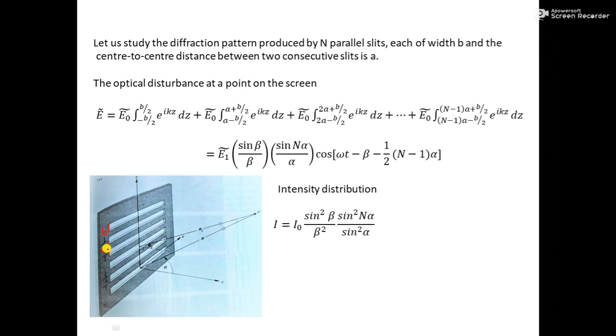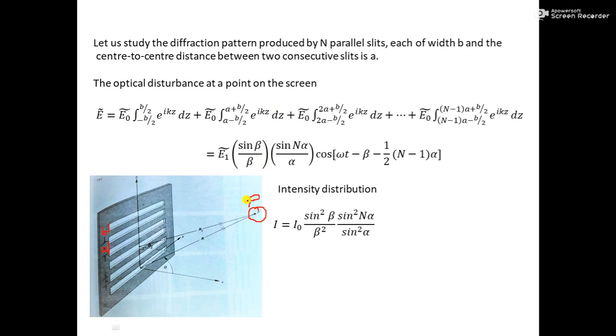The procedure for finding the irradiance function for a monochromatic wave diffracted by these n number of slits is essentially the same that we used in the last section, that is for the double slit. But here we have to choose the proper limits of integration for the total optical disturbance at a point on the screen. Let us suppose this is a point P on the screen.